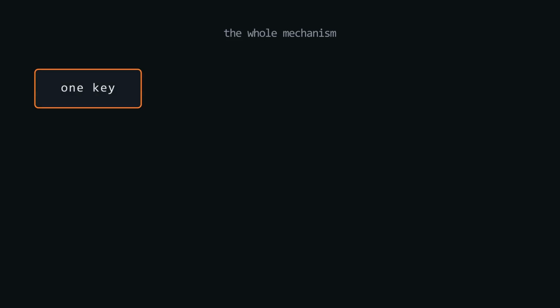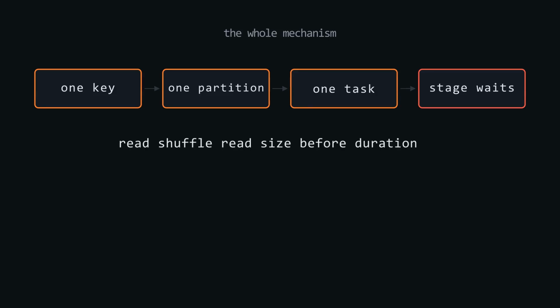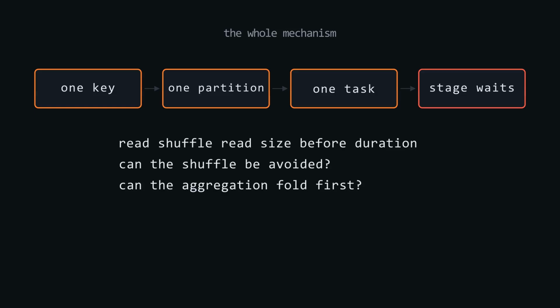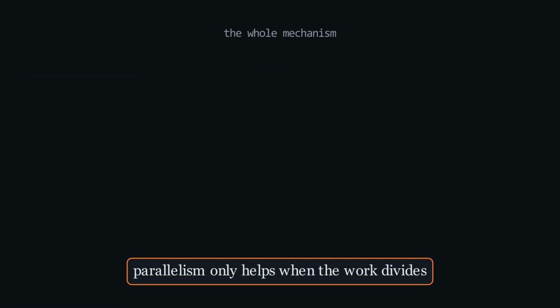So here is the whole thing in one line. A key that holds most of your rows becomes one oversized shuffle partition. That partition becomes one task, and your stage is not finished until that one task is. When you see it, read shuffle read size before duration, and compare the maximum against the median. Then work outwards. Can this shuffle be avoided? Can the aggregation be folded first? Does the runtime rule actually apply at your sizes? And only then reach for the manual fixes. Parallelism only helps you when the work is divided into pieces worth dividing.